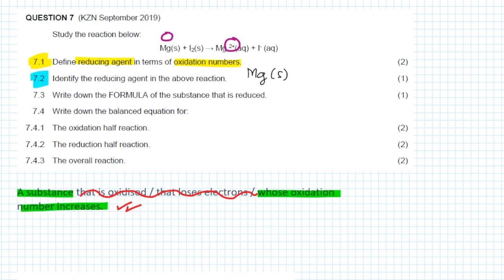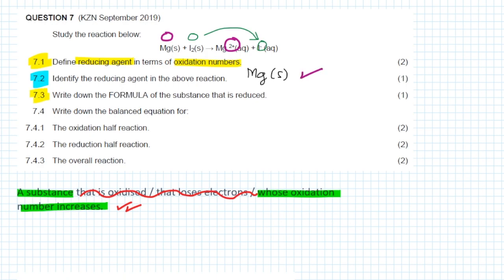Iodine goes from having an oxidation number of 0 to getting an oxidation number equal to its charge, which is -1. It gains an electron and becomes more negative, and therefore it is reduced. Iodine is therefore the oxidizing agent. Magnesium leads to iodine being reduced. Iodine leads to magnesium being oxidized. That is the term agent. Okay, so that is for 1 mark.